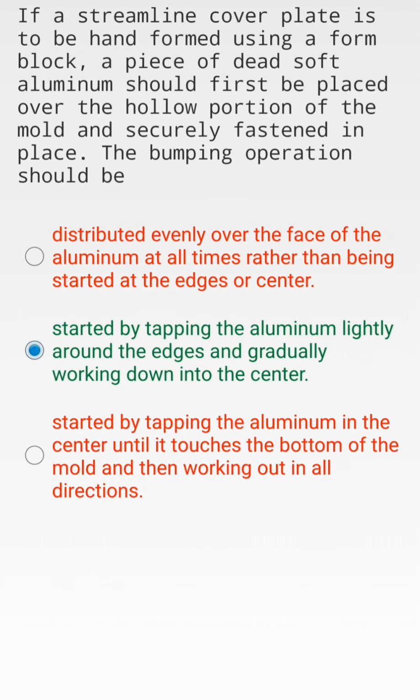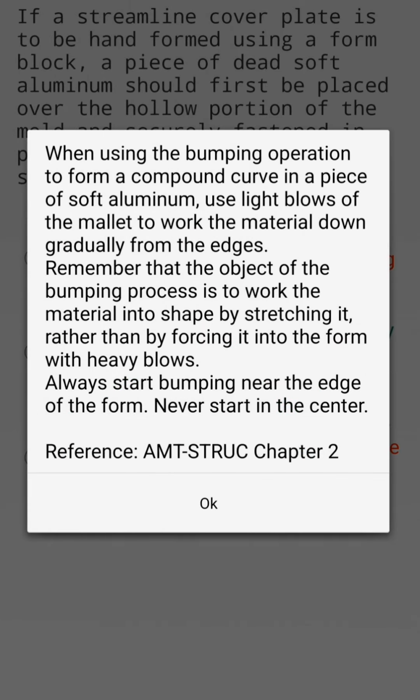If a streamline cover plate is to be hand-formed using a form block, a piece of dead soft aluminum should first be placed over the hollow portion of the mold and securely fastened in place. The bumping operation should be started by tapping the aluminum lightly around the edges and gradually working down into the center. When using the bumping operation to form a compound curve in a piece of soft aluminum, use light blows of the mallet to work the material down gradually from the edges.